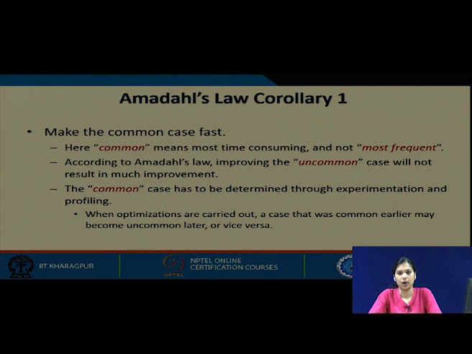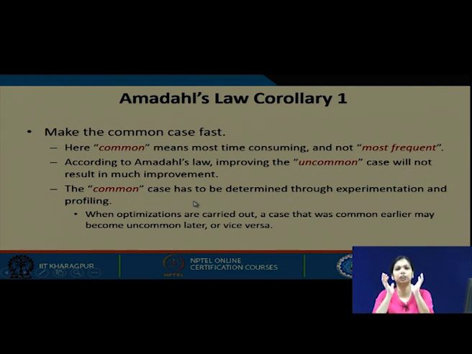There are two things. One is when we say that we are more frequently doing something, but the thing we are doing more frequently is taking less time. But the most common means it is consuming the most amount of time. So, it is most time consuming. According to Amdahl's law, improving the uncommon case will not result in much improvement. Rather, if we make improvement on the common case, the improvement will be much more.